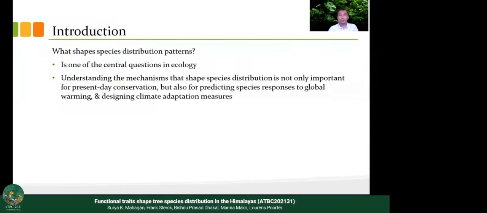What shapes species distribution pattern is one of the central questions in ecology. Understanding the mechanisms that shape species distribution patterns is not only important for present day conservation, but also for predicting the species response to global warming and designing climate adaptation measures.